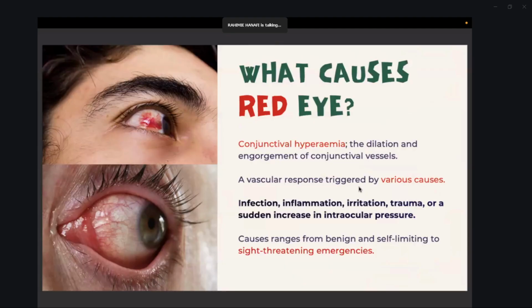Okay, so what actually causes red eye? It's actually because of conjunctival hyperemia, which is the dilation and engorgement of conjunctival vessels, as seen in these photos here. So it is a vascular response triggered by various causes. It can range from infection, inflammation, irritation, trauma, or a sudden increase in intraocular pressure. And these causes range from benign and self-limiting to, most importantly, sight-threatening emergencies. So it's important for us to be able to differentiate the causes of red eye.